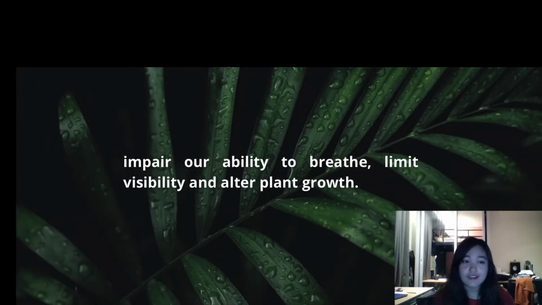And lastly, excess nitrogen in the atmosphere can produce pollutants such as ammonia and ozone, which can impair our ability to breathe, limit visibility, and alter plant growth. When excess nitrogen comes back to the earth from the atmosphere, it can harm the health of forests, soils, and waterways.